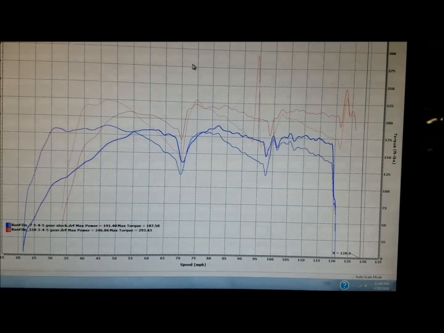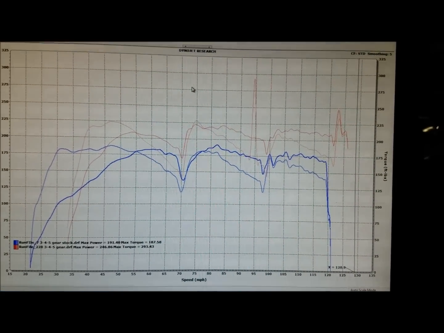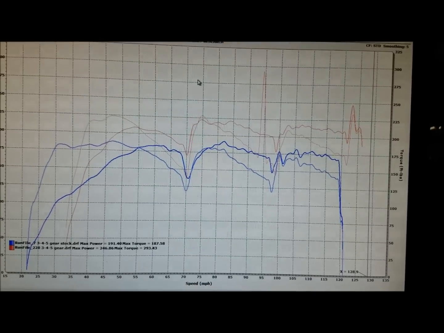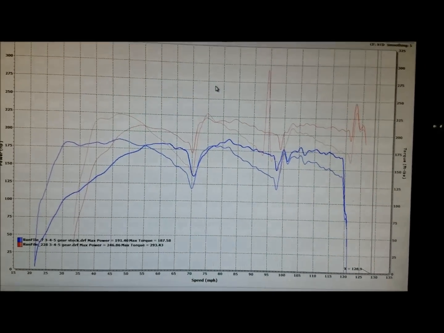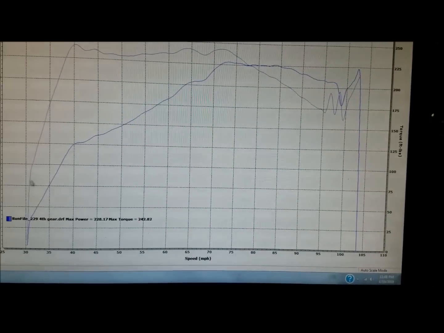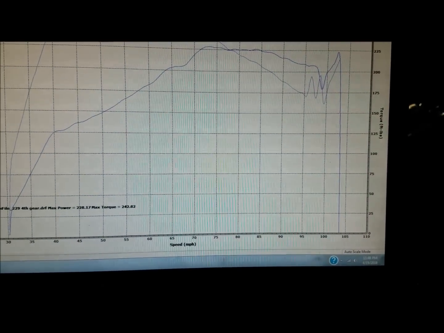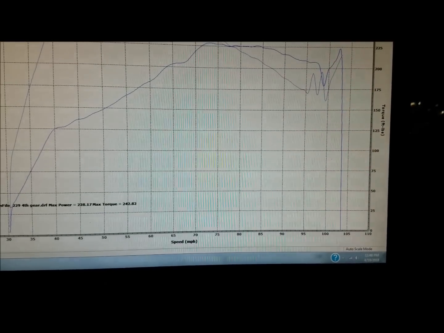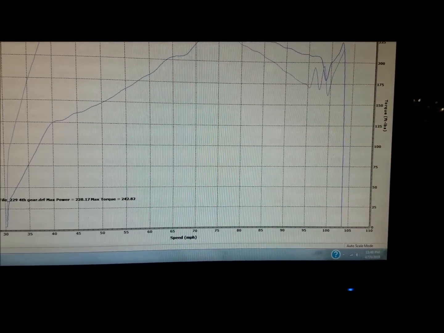Sure, I can pull up a dyno chart where we made 275 foot-pounds of torque and 240 horsepower. The power falls off early. The power falls off incredibly early. We don't want power falling off. What makes a car fast is where it's going through the gears.